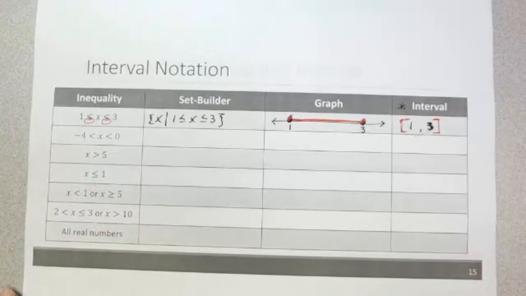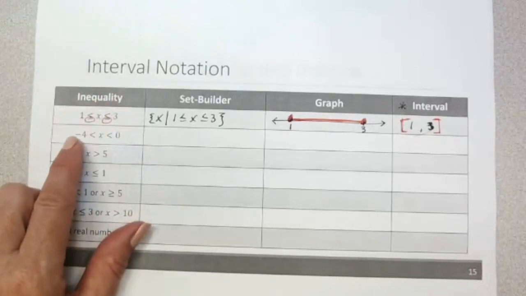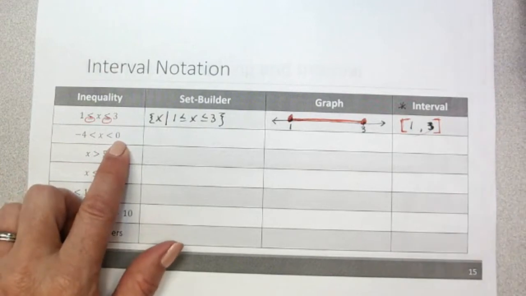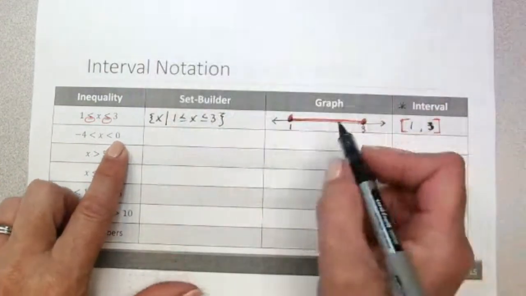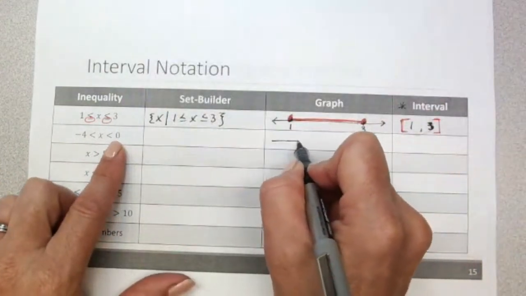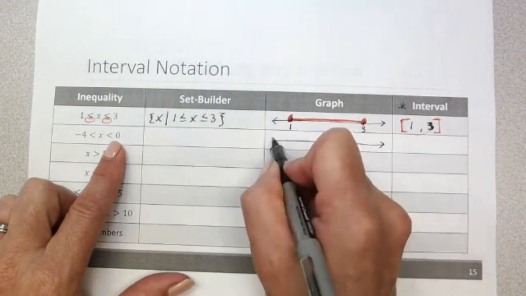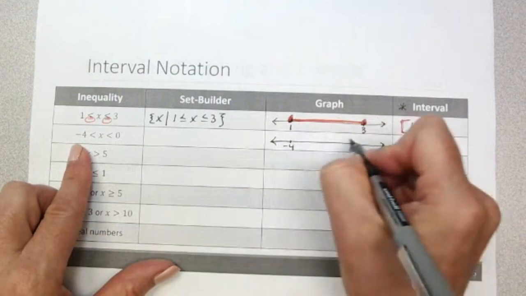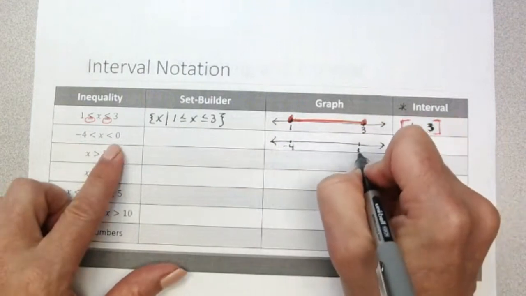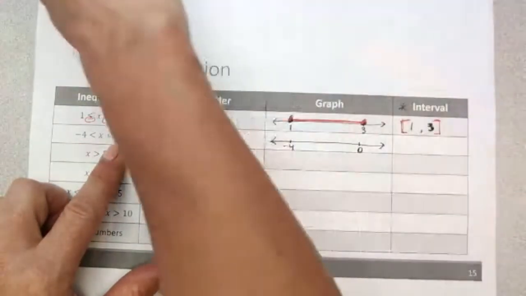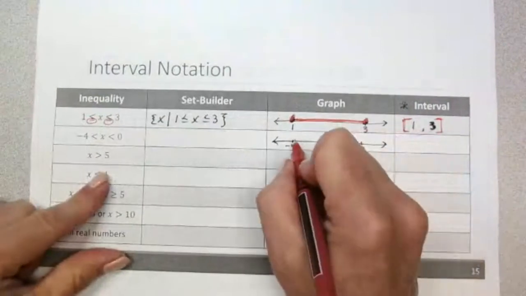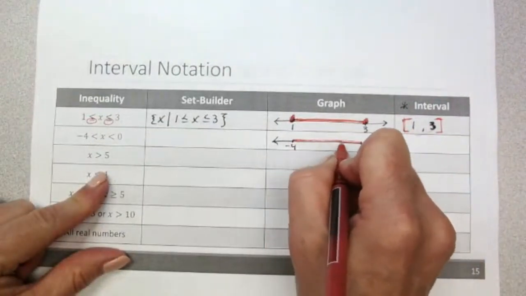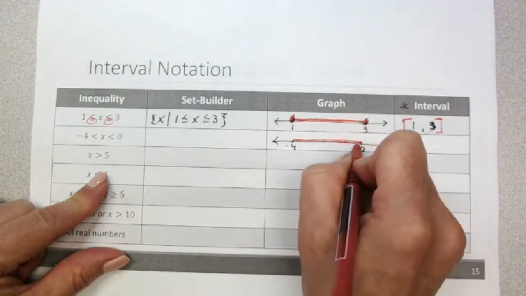Okay? Look at this next inequality. -4 is less than x is less than 0. All right, on the number line, we would do much the same thing when we graph this. Our lower boundary here would be -4. Our upper boundary here is going to be 0, and we want to indicate all the values in between -4 and 0. So our line would be everything in between there.